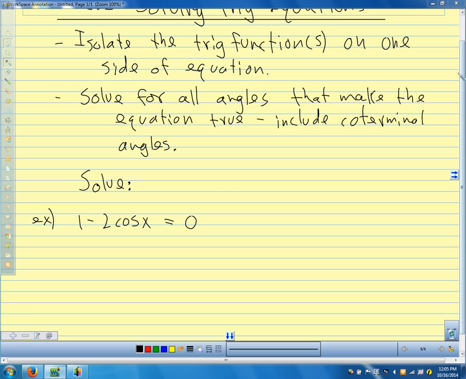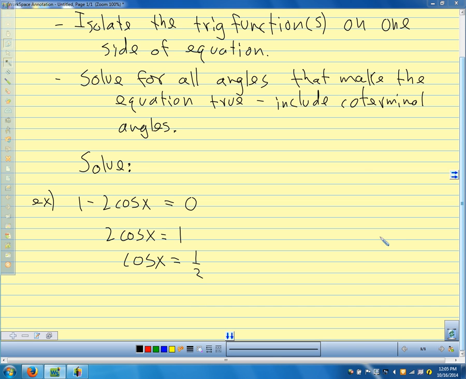All right, so let's isolate our trig function. I'm going to add 2 cosine x to both sides, so I get 2 cosine x equals 1. Divide by 2 and I get cosine x equals 1/2. All right? I added 2 cosine x to both sides of the equation, and then I divided by 2. Is that all you do?